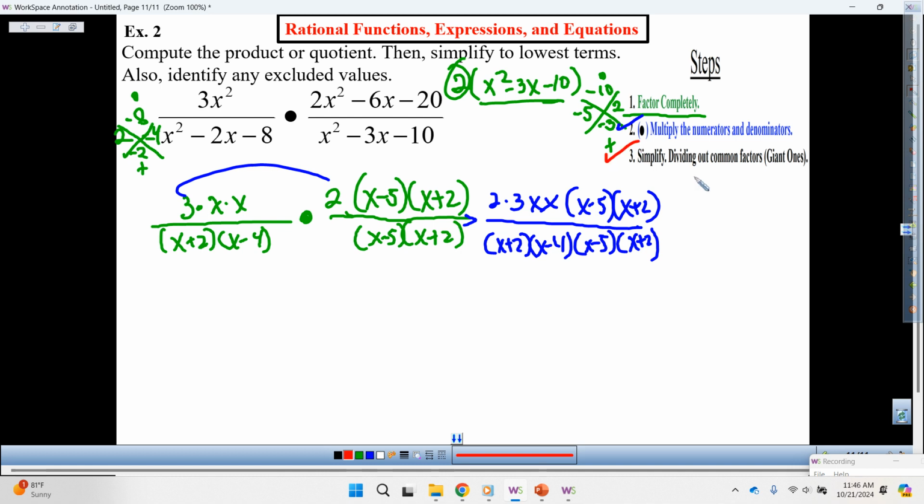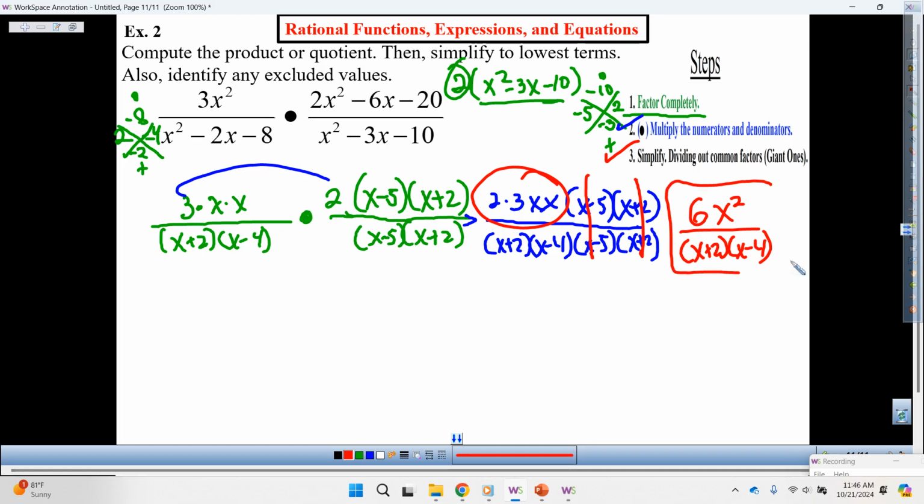Giant ones, tell us. X plus 2 and x minus 5. So that leaves us in the numerator with 6x to the second. And the denominator we're left with x plus 2, x minus 4. Hands, if you got that? Some of you, by yourself? Yeah? Okay. Send me your notes.